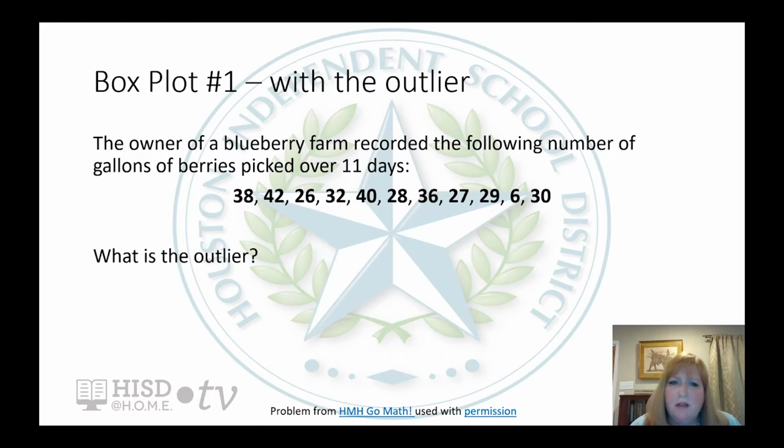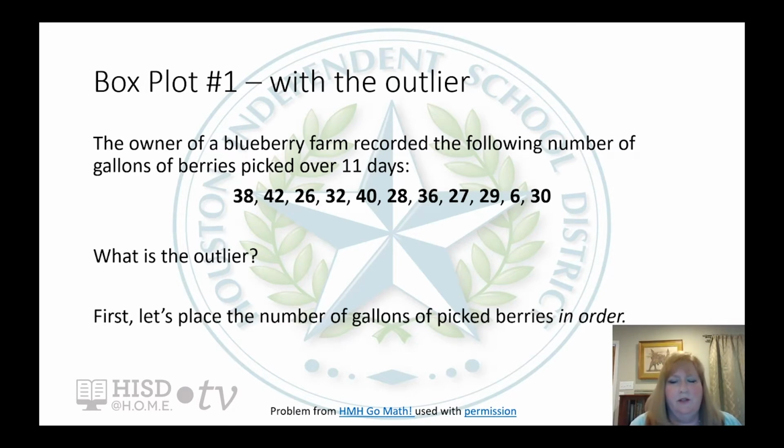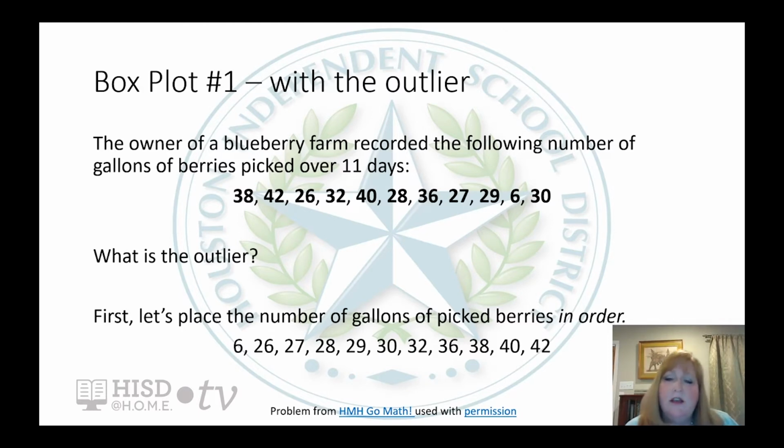So the first box plot we're going to do should have the outlier in it. But I'm not even sure that I know what the outlier is. Maybe if I put the data in order, I'll be able to see which number is the outlier. Let's do that very quickly. So we're going to put the berries in order, and I have 6, 26, 27, 28, 29, 30, 32, 36, 38, 40, and 42.